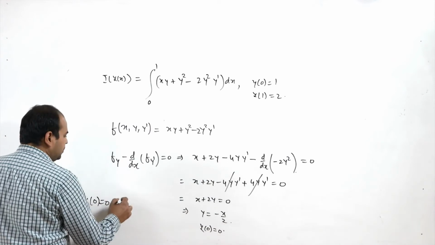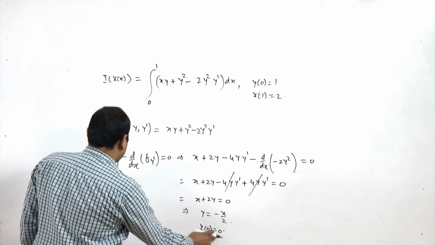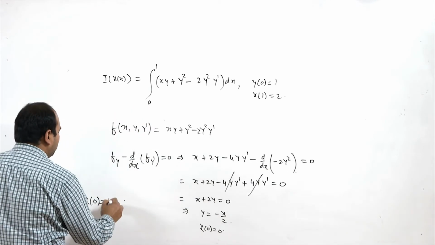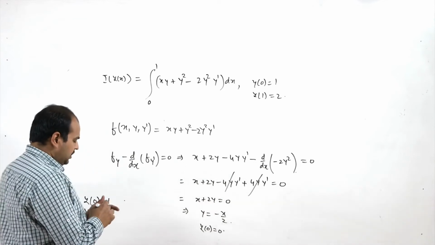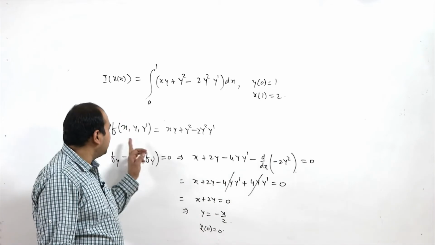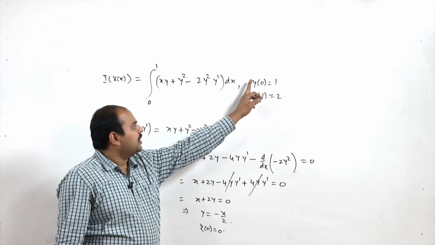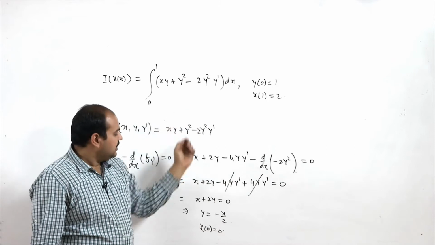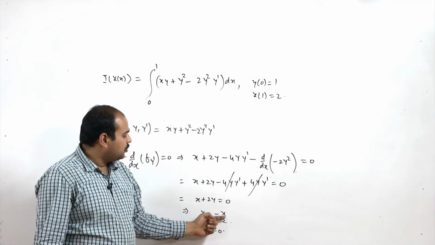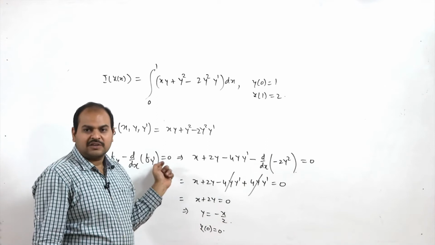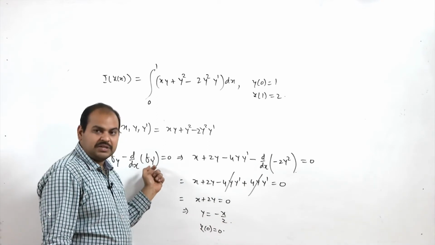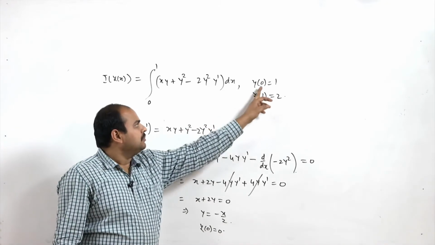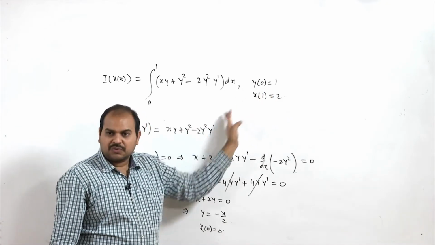So, y of 0 is equal to 0, but if you look at the boundary condition, it is y of 0 is equal to 1. So it means that the function which satisfies the Euler equation is not satisfying the boundary condition given with the functional. So this y of x equal to minus x by 2, though it satisfies Euler's equation, is not a solution of the boundary value problem. It means y of 0 equal to 1 is not satisfied in this particular case.